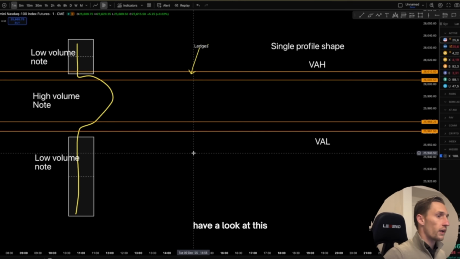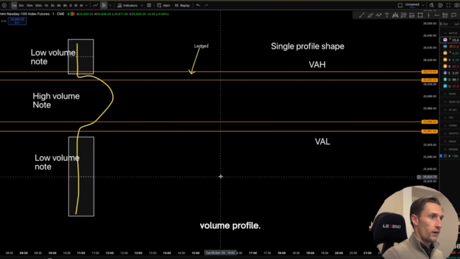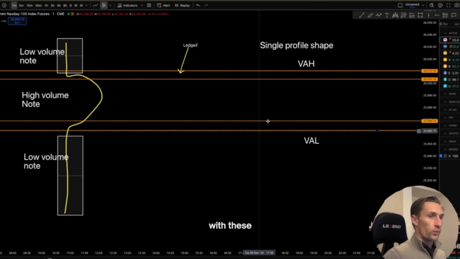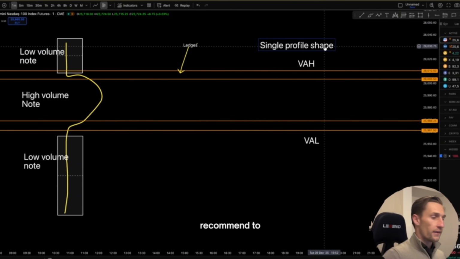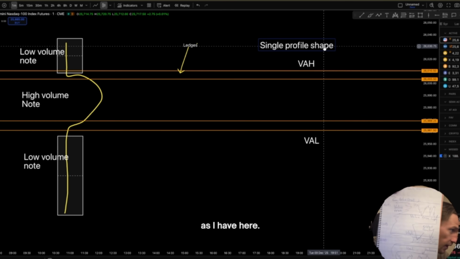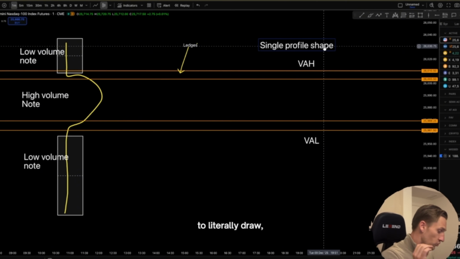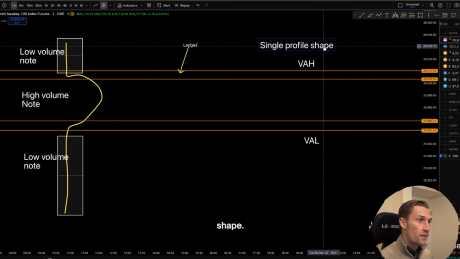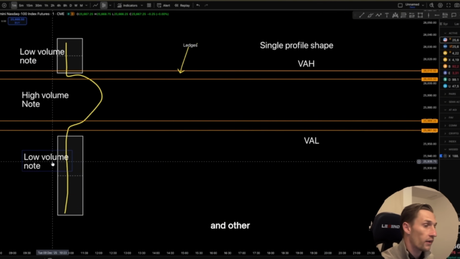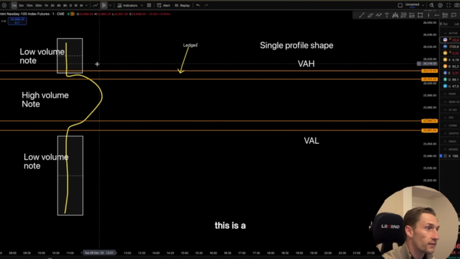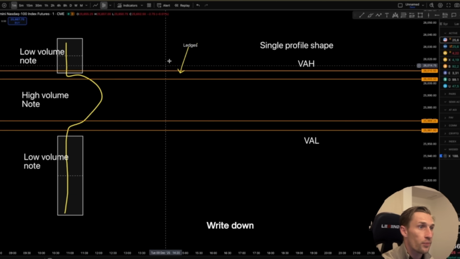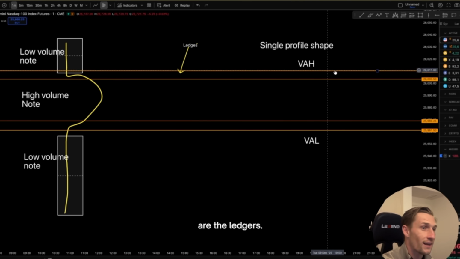Then let's have a look at this volume profile. If you are not familiar with these terms yet, I would recommend to draw them in your book, as I have here. I highly recommend you to literally draw a single profile shape, a balanced market, an imbalanced market, the low volume node, high volume node, another low volume node. Write down that this is a single profile shape. Write down that these things are the ledges.